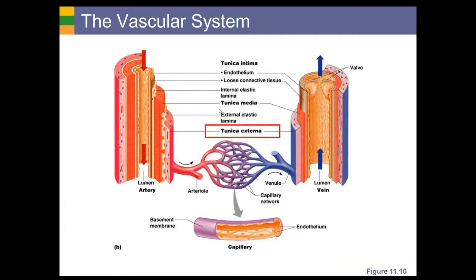Lastly, I should say the tunica media of the artery also has another layer of elastic tissue. And lastly, on the outer portion of the blood vessel, we have the tunica externa, and basically its function is to protect the deeper tissues. And they look pretty much the same in both the arteries and the veins.